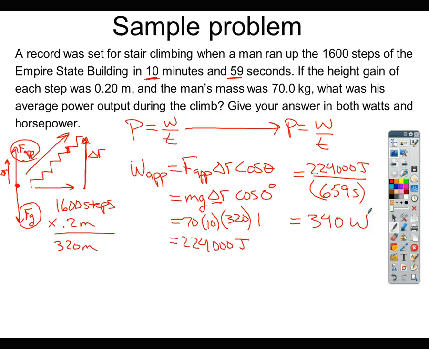Going back and looking at our conversion, if you do the conversion to horsepower, your answer should be 0.46 horsepower, and that's what he generates when he climbs the stairs. And that is the first of two power example problems.